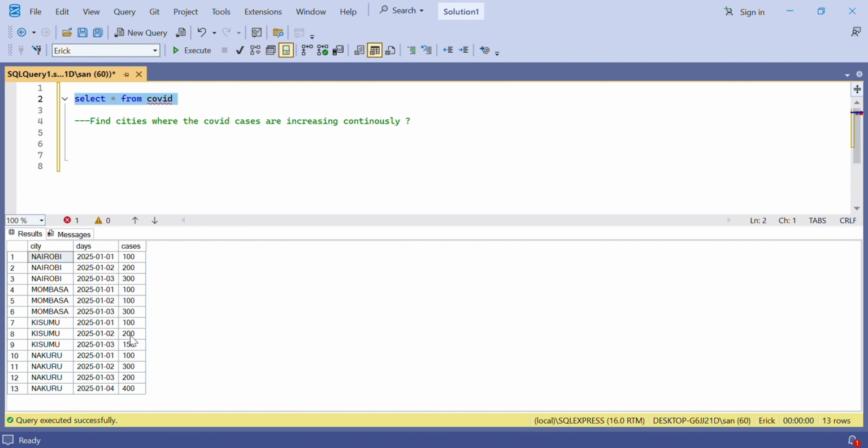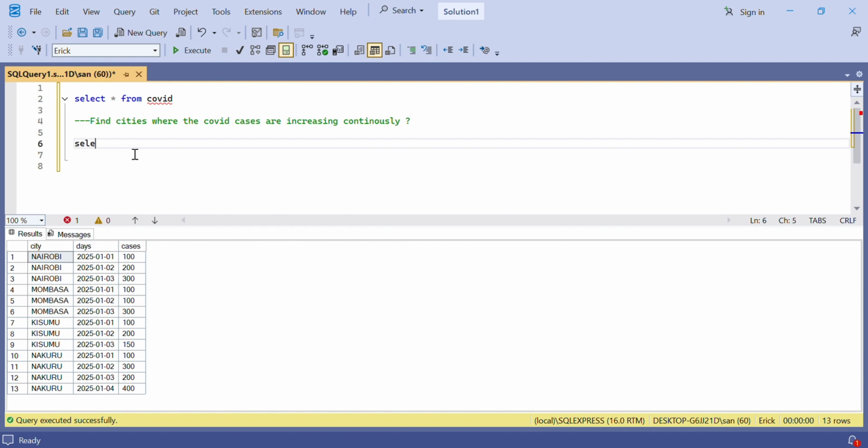Therefore, we will first run the ranks for days and cases, because as the days increase, the cases also increase. That means the rank of days and the rank of cases will be the same. So first of all, let's find the rank for the days and the cases.